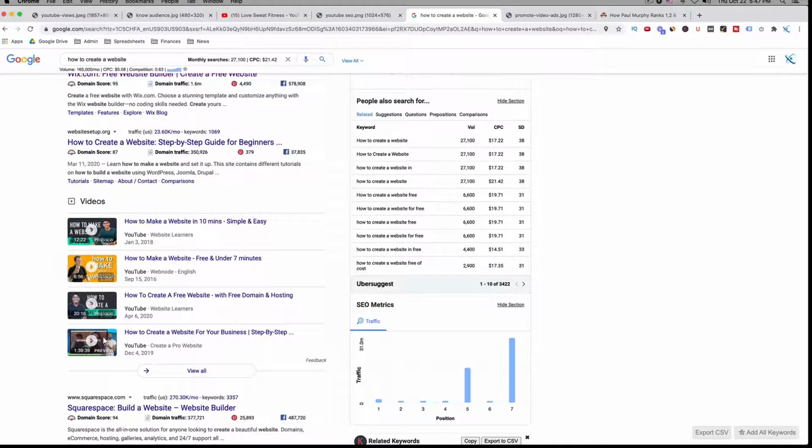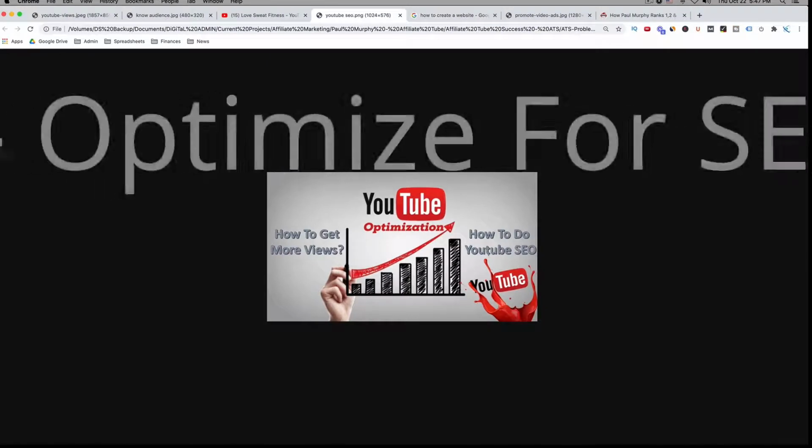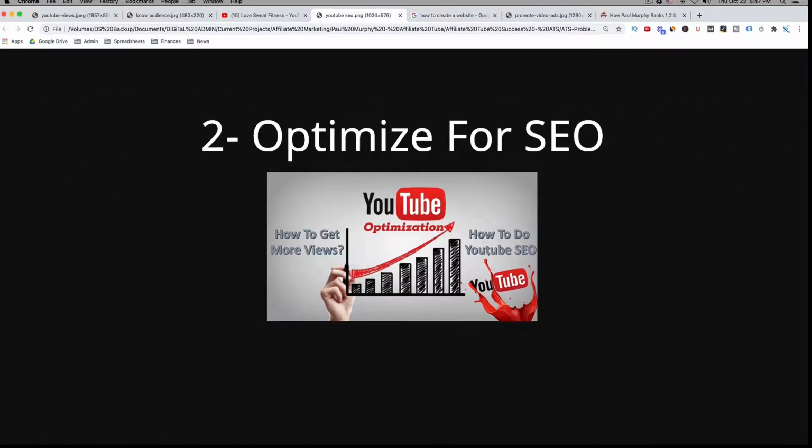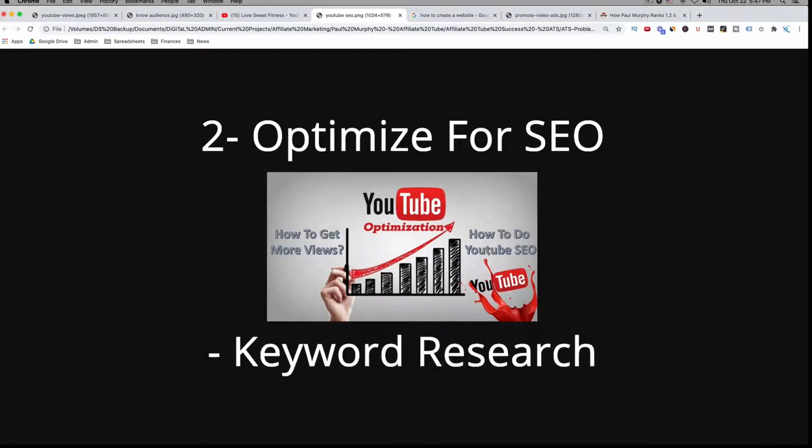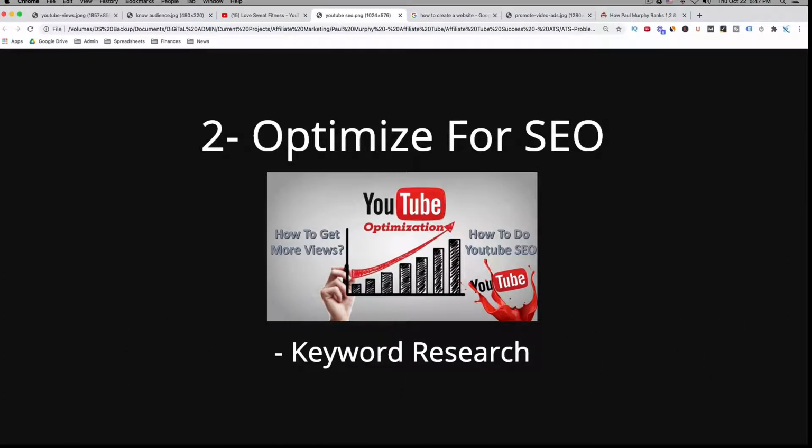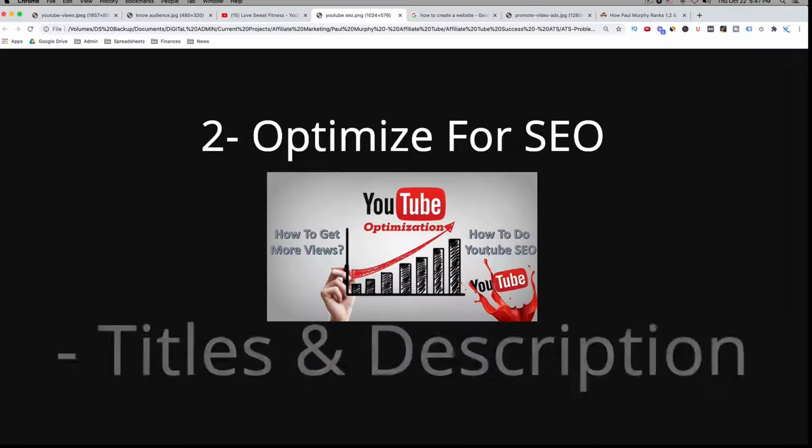So you want to make sure that you're following some of the best practices for doing YouTube SEO. Now, let me talk to you about a couple of things that you need to be doing for YouTube SEO. The first thing is keyword research. And you want to make sure you're creating videos based around highly searched terms. Okay. The next thing are titles and description.